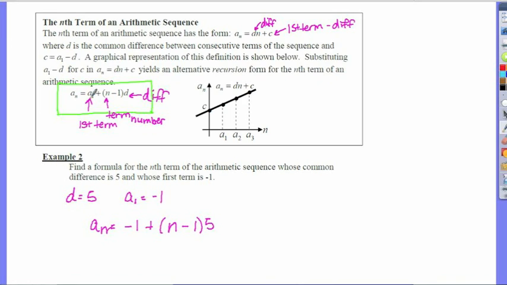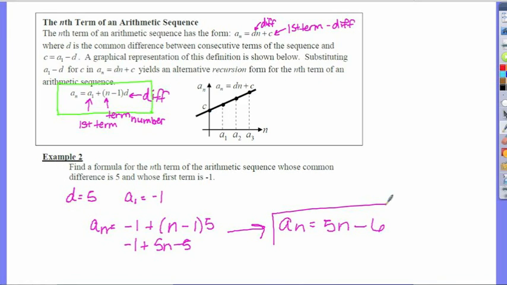I've just plugged in here. A sub n equals A1 plus any term number n minus 1 times my difference. Now, I just want to simplify this, so I'm going to distribute backwards. This is -1 plus 5n minus 5. Combine your numbers. We'll come over here where you can see it a little bit better. So A sub n equals 5n, and then -5 and -1 is -6. So there's your formula or your equation with a common difference of 5 and a first term of -1.